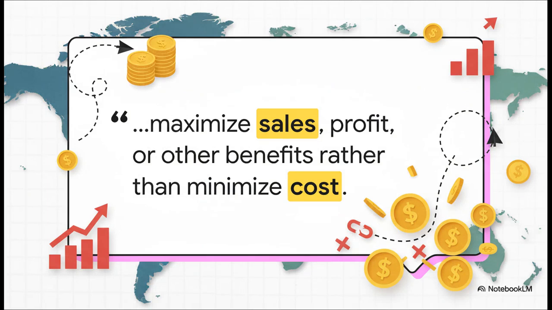And get this, it's not just about cutting costs. That's what's so powerful here. You can flip the entire logic on its head. Instead of minimizing your shipping expenses, you could use the exact same framework to maximize things like profit or sales by telling the model to send goods to your most profitable locations first.